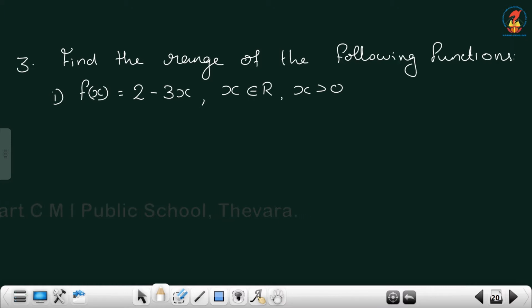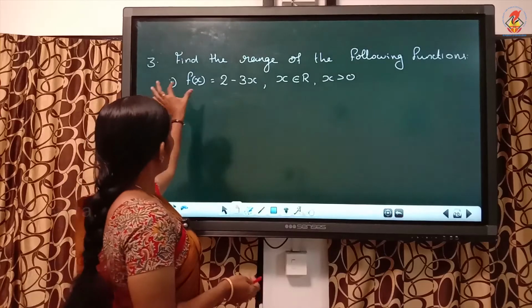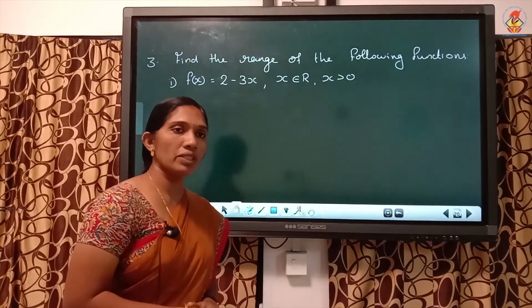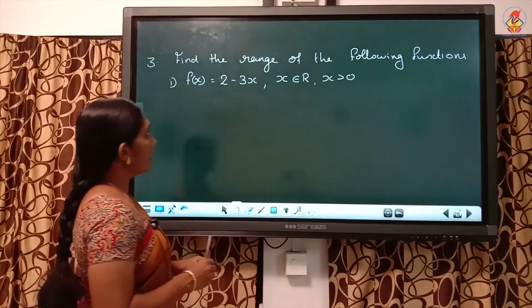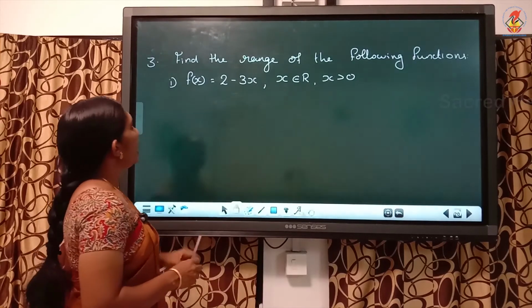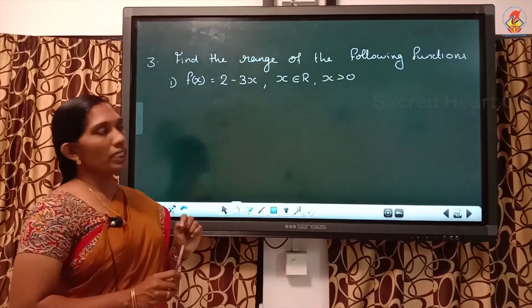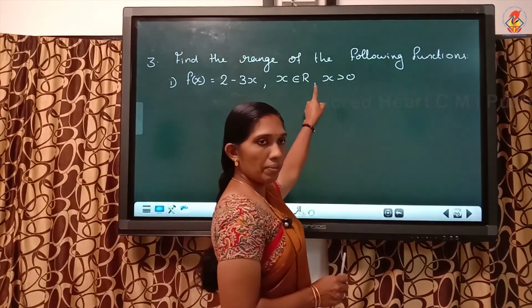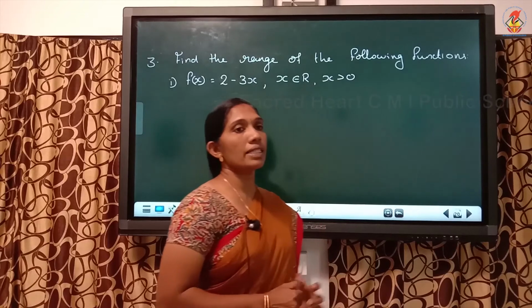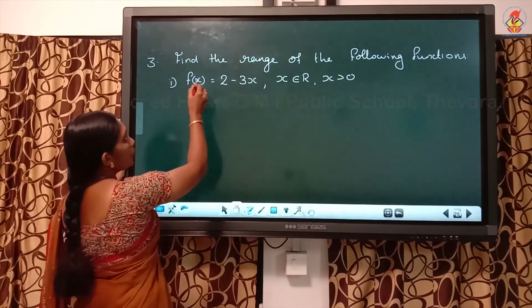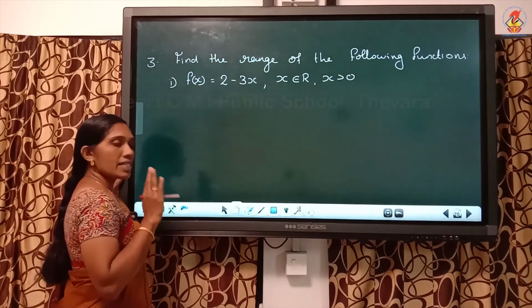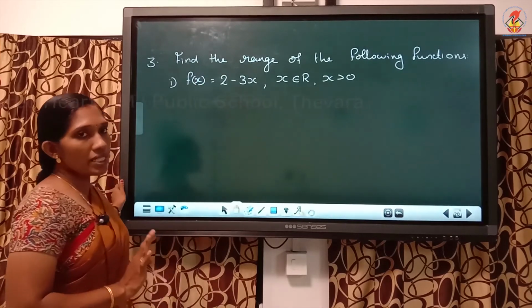Now the next one: find the range of the following functions. Range means the set of y values, the set of second values, or the set of f(x) values. f(x) is denoted as y. Okay, so that is known as range. So we have to find the range of the function. Here the function is defined as 2 - 3x, where x is a real number and at the same time x is greater than 0. So for finding the range, you can give f(x) as y. The set of y values is known as the range.